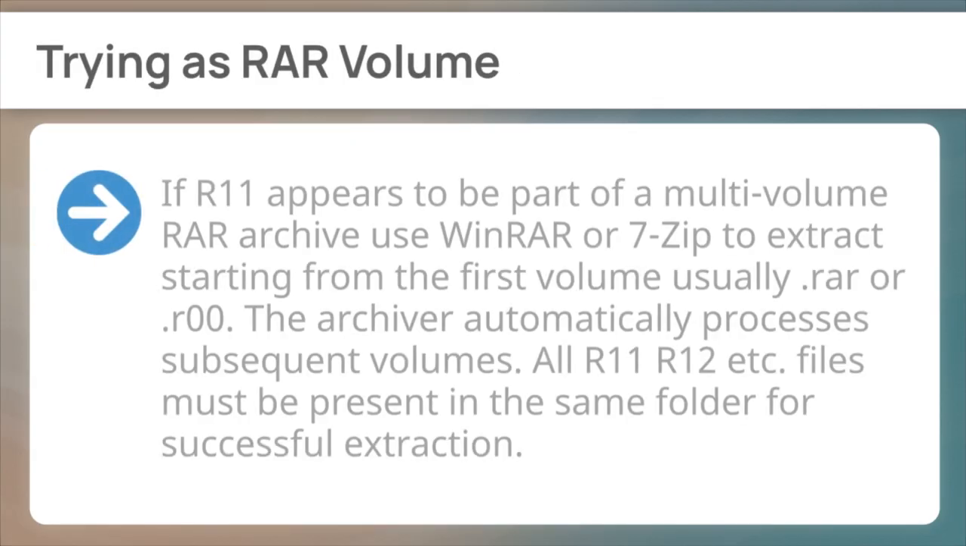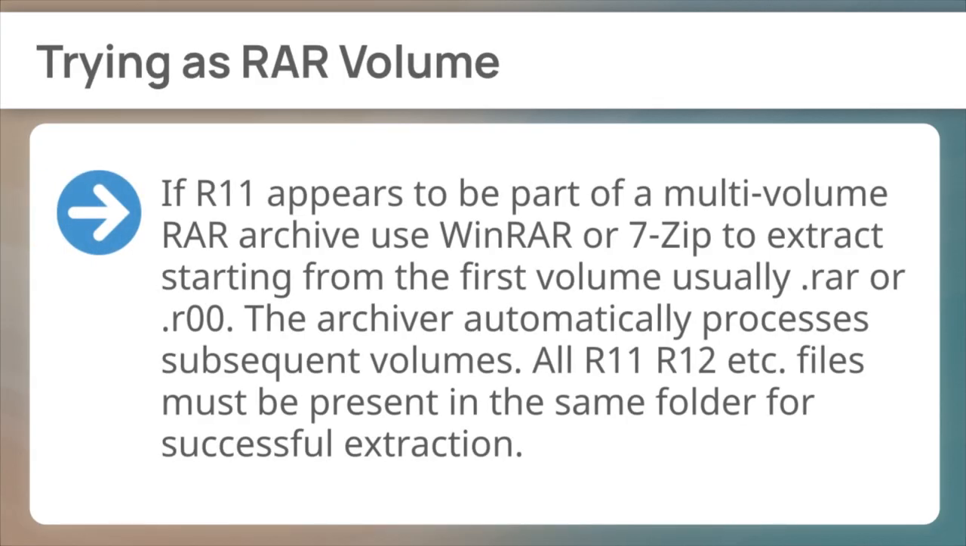Next, trying as a RAR multi-volume. If R11 appears to be part of a multi-volume RAR archive, use WinRAR or 7-Zip to extract starting from the first volume, usually .rar or .r00. The archiver automatically processes subsequent volumes. All R11, R12, etc. files must be present in the same folder for successful extraction.